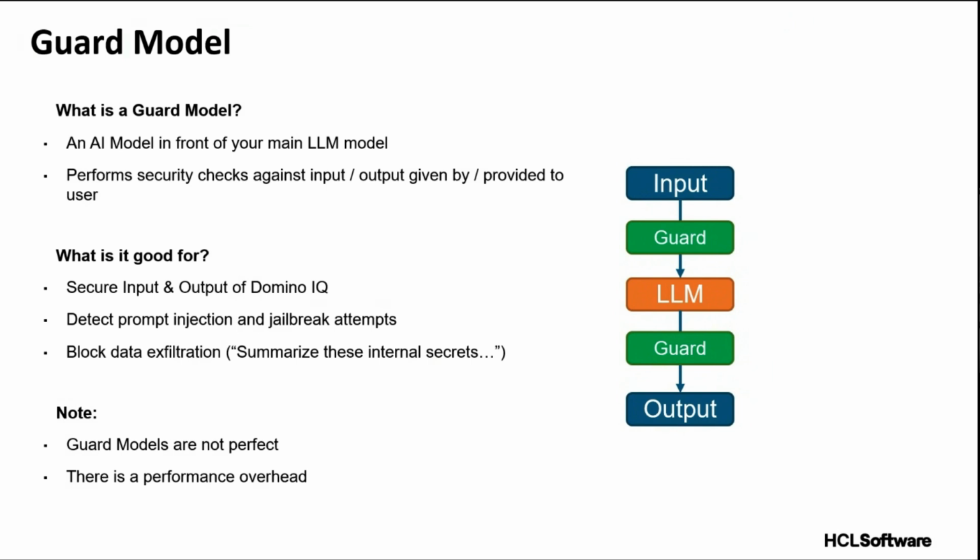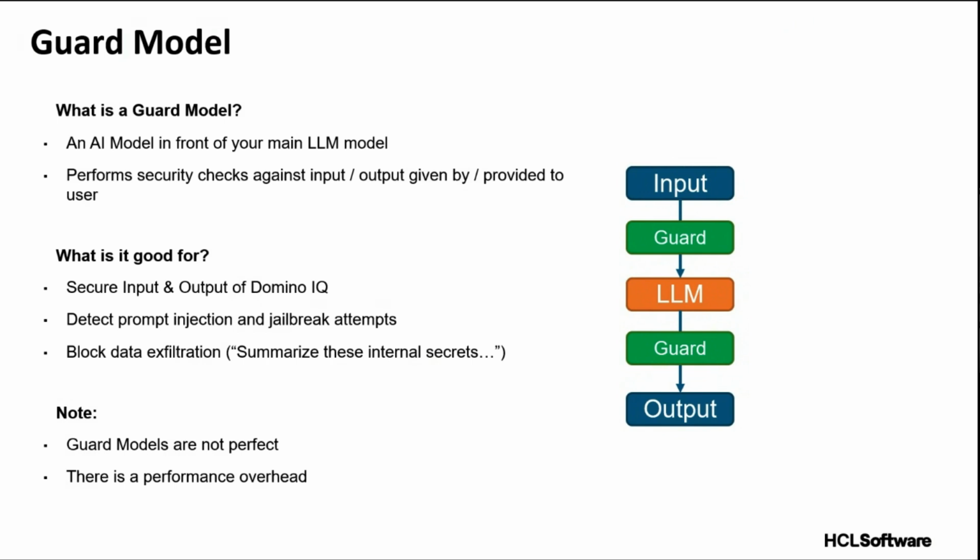We also have introduced a guard model, right? Why do we need this? This is a key solution to the problems which we discussed. It is an AI model that will sit right in front of the main LLM. Its job is to perform security checks against the input given by the user and the output provided by the LLM. So essentially, it is acting as a filter.